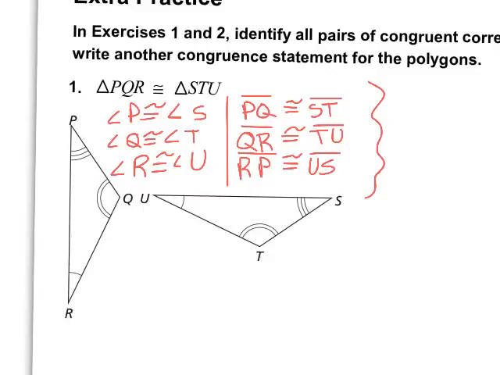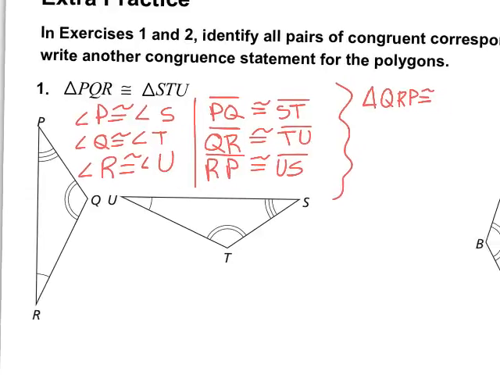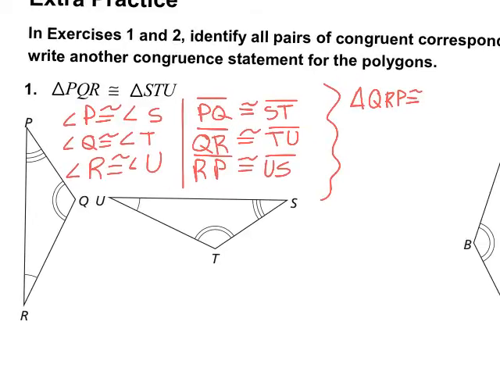So if we say QRP, so triangle QRP is congruent to, then since I started with Q on the first triangle, I'm going to have to start with T on the second triangle. So triangle TUS.